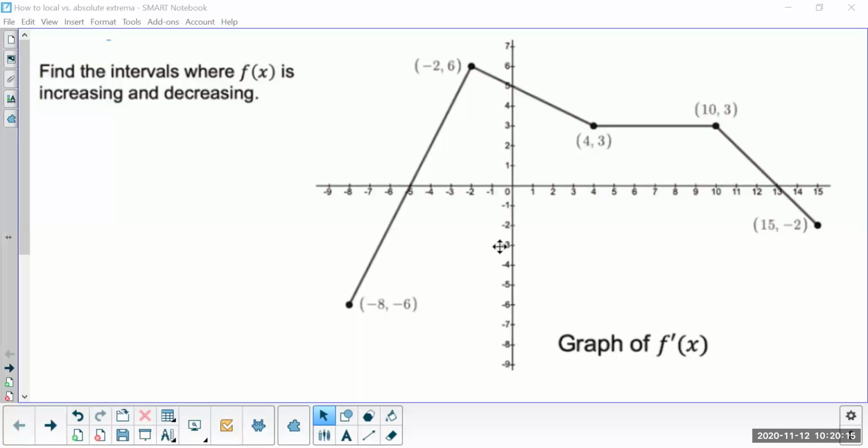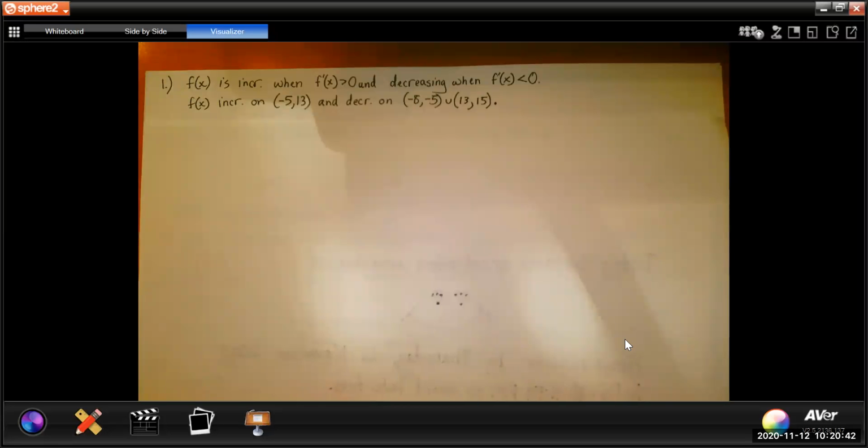So your work needs to indicate not just the intervals where f is increasing and decreasing given this graph of f prime, but it also needs to have full support. I'd like to show you how I chose to answer this. And I'm not saying that this is the best way, but what I am saying is that I know this way is correct and will work all of the time.